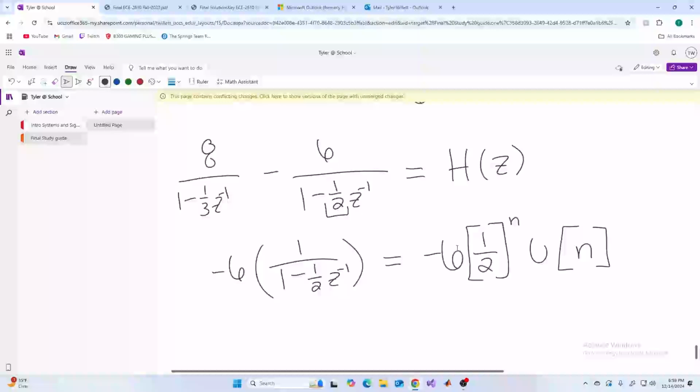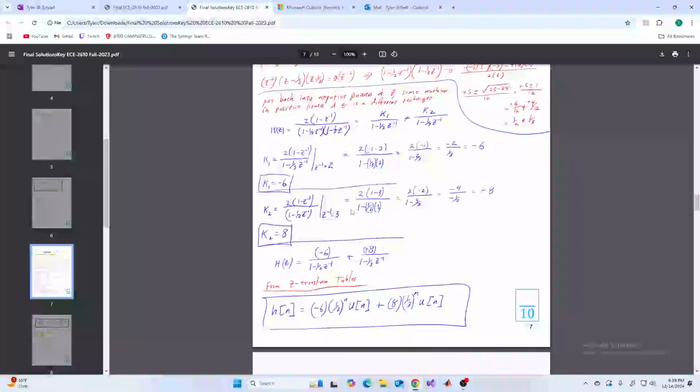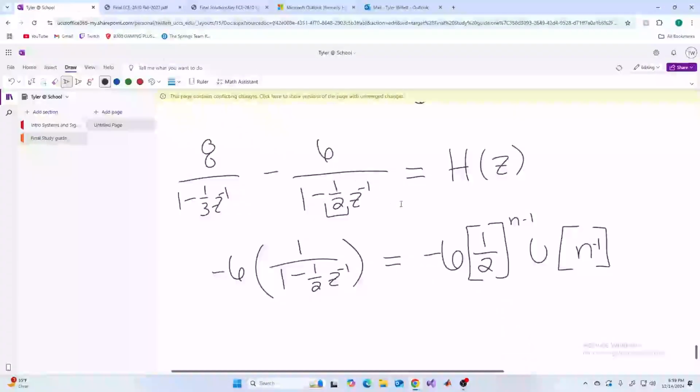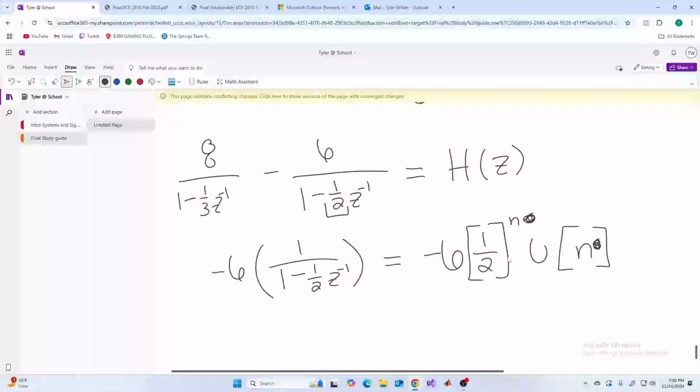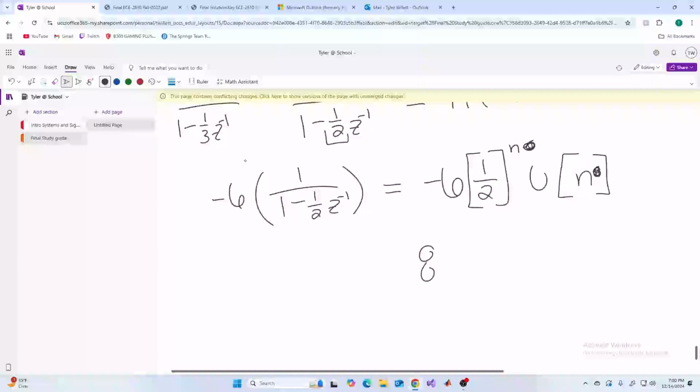Now, if I'm not mistaken, because this z is to the -1, I believe this should be n minus 1. Let me double check that really quickly. Nope, I was wrong. So just leave this as n. And that's all you have to do. That's why. Because it's z to the -1, remember, that's z to the -1. That's why it's just n. So you have -6, 1/2 to the n, u to the n. Next thing for the next one, you will have 8, 1/3 to the n, u to the n.